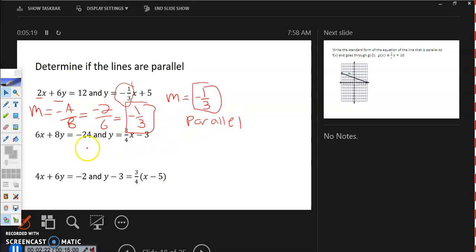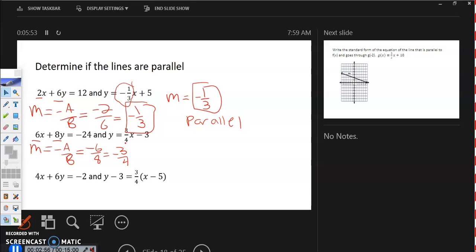On the second problem, we're going to take out both equations again, and we hope that their slopes are going to be the same so we can say they're parallel. But if they're not, then we're going to say that they're not parallel. Again, we have a standard form equation, ax plus by equals c, so we can use the shortcut m equals -a over b to find the slope very quickly. The first equation is going to have a slope of -a, which is 6, so -6 over the b value of 8, which reduces down to -3/4.